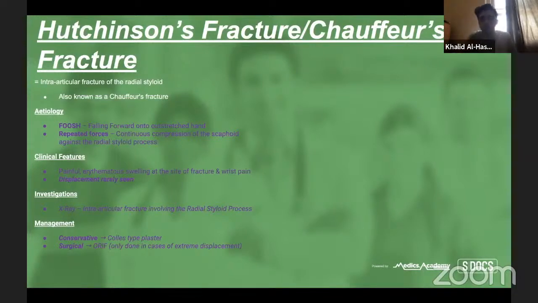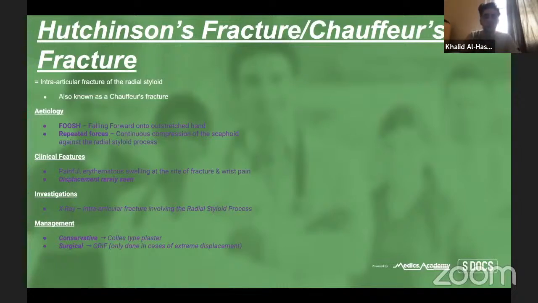The radial styloid process and the scaphoid are adjacent to one another. Therefore, if you have some form of forces repeatedly pressing against it, it's likely that a fragile fragment like the radial styloid process would become dislodged itself. Clinical features: painful erythematous swelling at the site of fracture and wrist pain. So you would obviously have pain at the wrist. Displacement is rarely seen. That's because the radial styloid is only a small fragment, and therefore it's unlikely that we'll see much displacement at all.